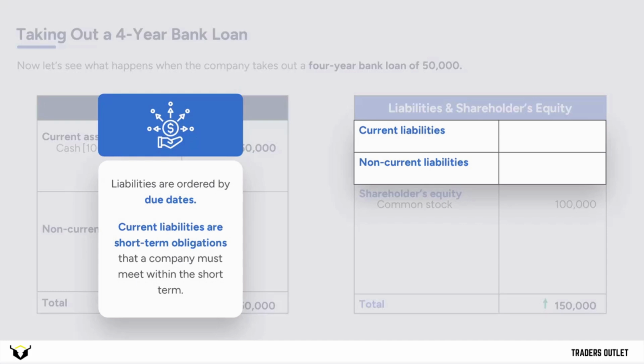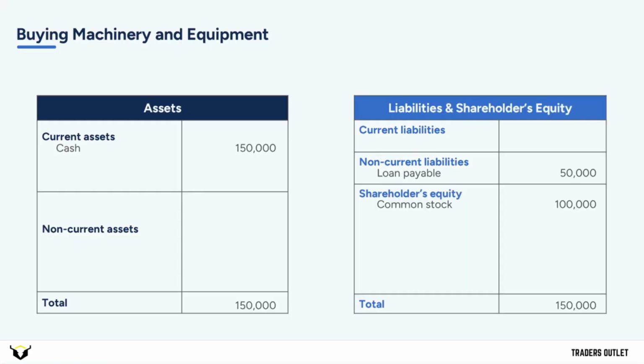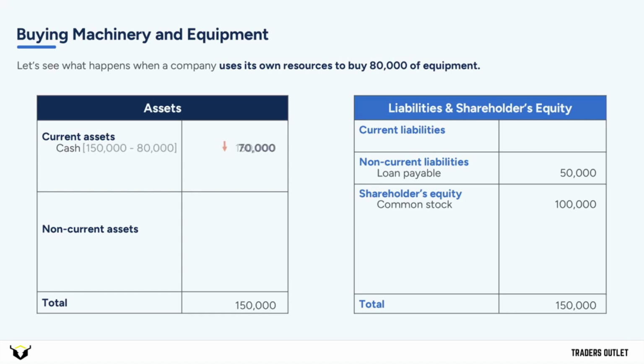So now let's move to our third transaction. Let's see what happens when the company uses its own resources to buy $80,000 of equipment. So here's an example of one of those transactions that impacts only the left side of the balance sheet. Remember, as long as the total debits equal the total credits, the balance sheet will continue to balance. In this case, the company is using $80,000 of cash to purchase equipment.